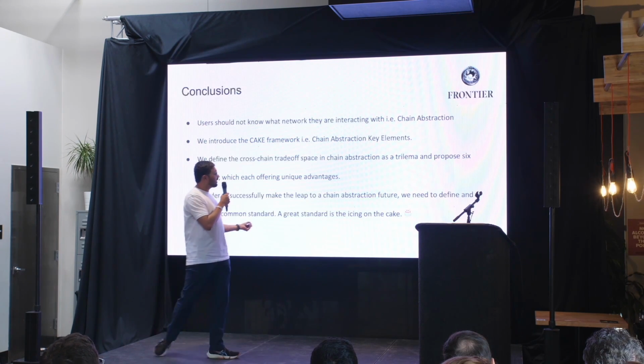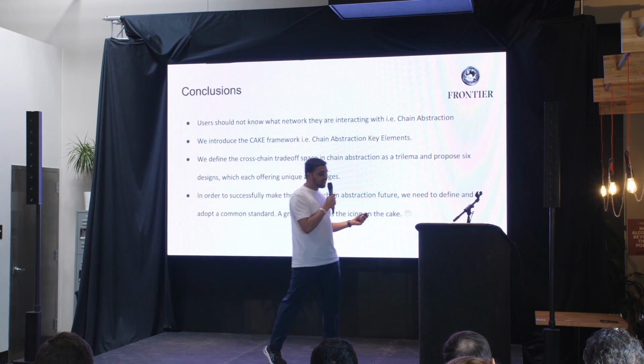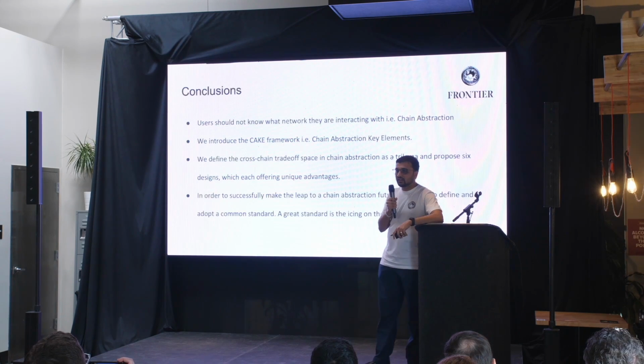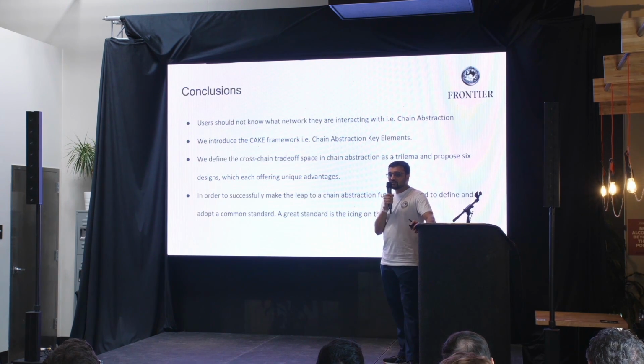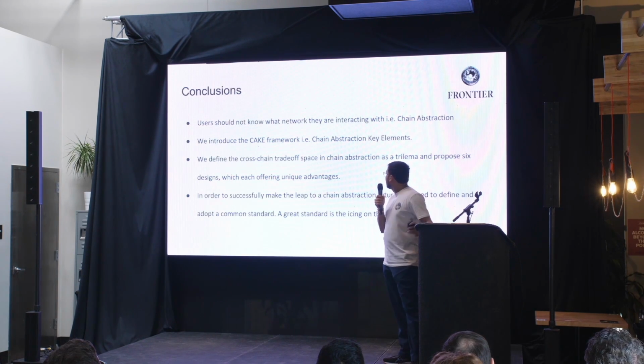To just recap, I think the chain abstraction ideology is the ideology that users should not care what network they are on. Users caring what network they are on in Web3 is very similar to users caring, in the internet era, what cloud provider they are on, like AWS or GCP. They don't care about that.